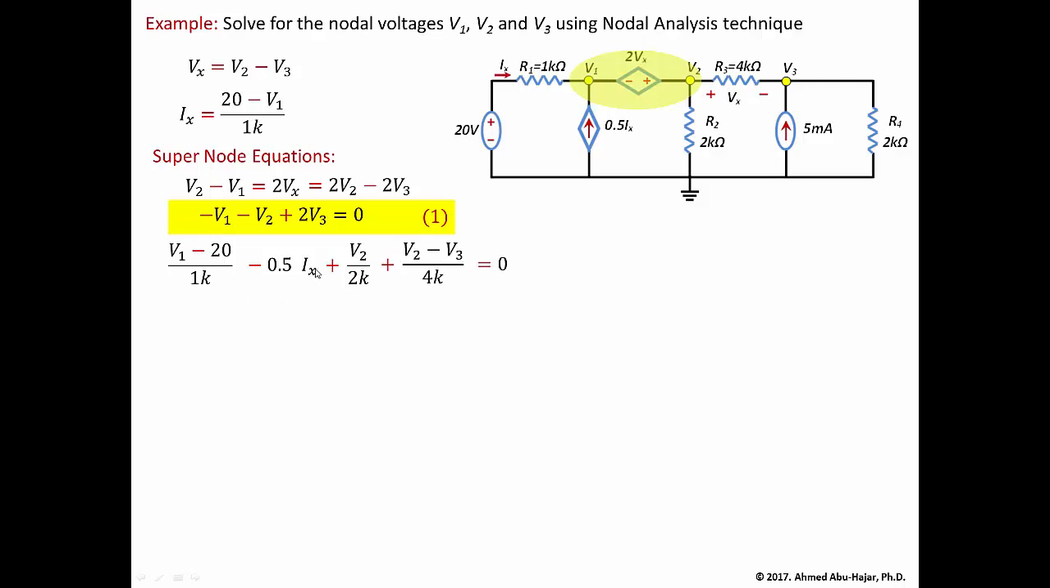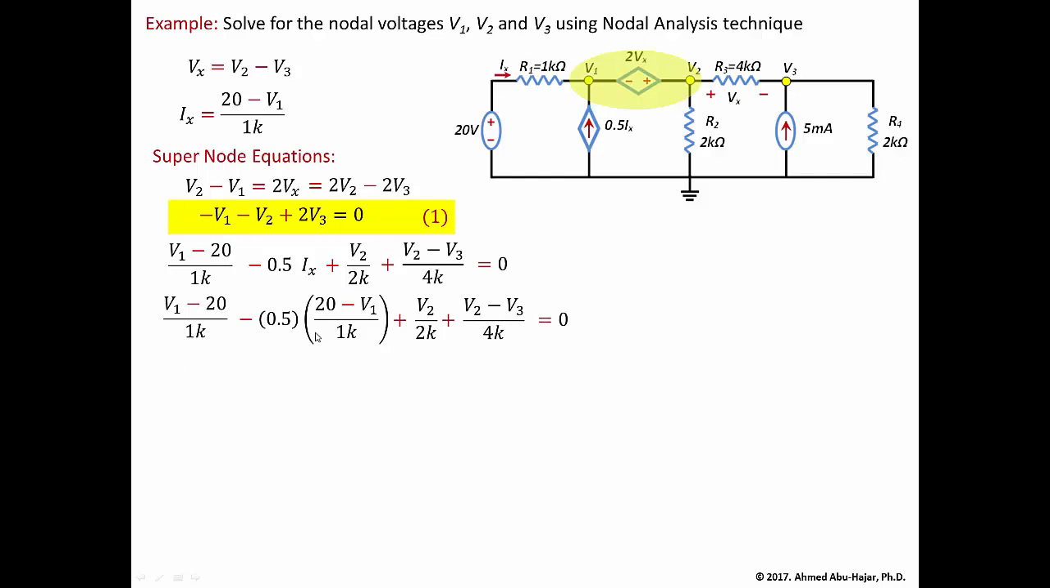Now all we have to do is substitute for Ix here. We know what Ix is: Ix is 20 minus V1 over 1K. We will keep everything the same and only come to this portion and substitute for Ix. So here I will have V1 minus 20 over 1K. Over here I will have minus 0.5 times Ix, which is that value here, 20 minus V1 over 1K. Then plus V2 over 2K, and plus V2 minus V3 over 4K. The sum will equal 0.